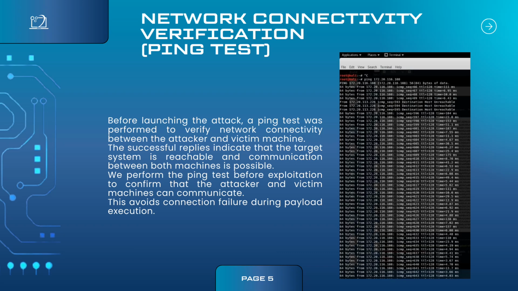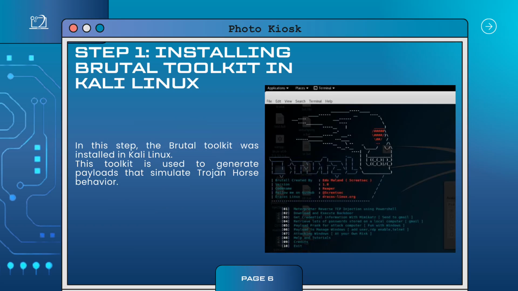We perform the ping test before exploitation to confirm that the attacker and victim machine can communicate. This avoids connection failure during payload execution. In this step, the Brutal toolkit was set up in a controlled Kali Linux environment. Kali Linux is widely used for cybersecurity education and penetration testing because it includes many security testing tools by default.